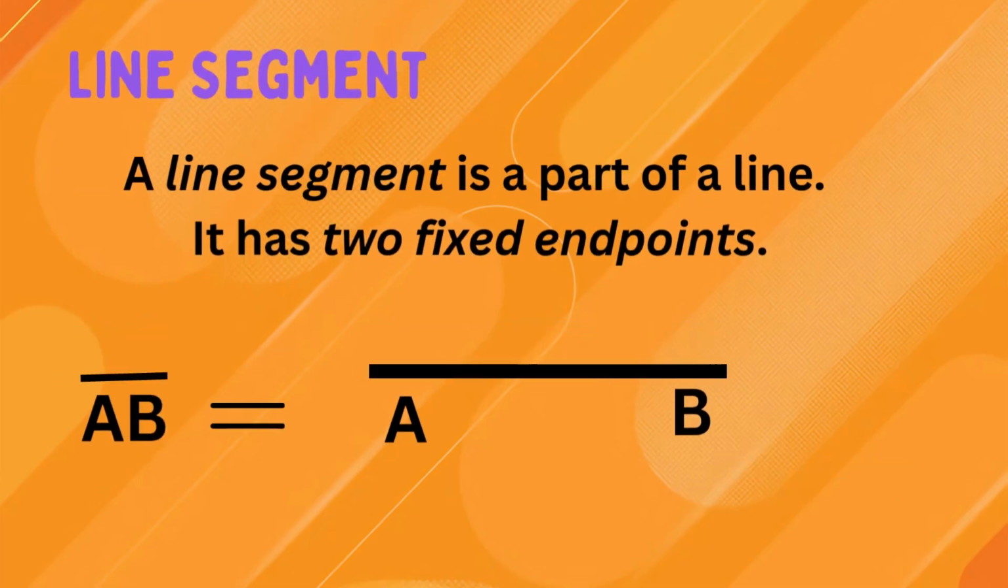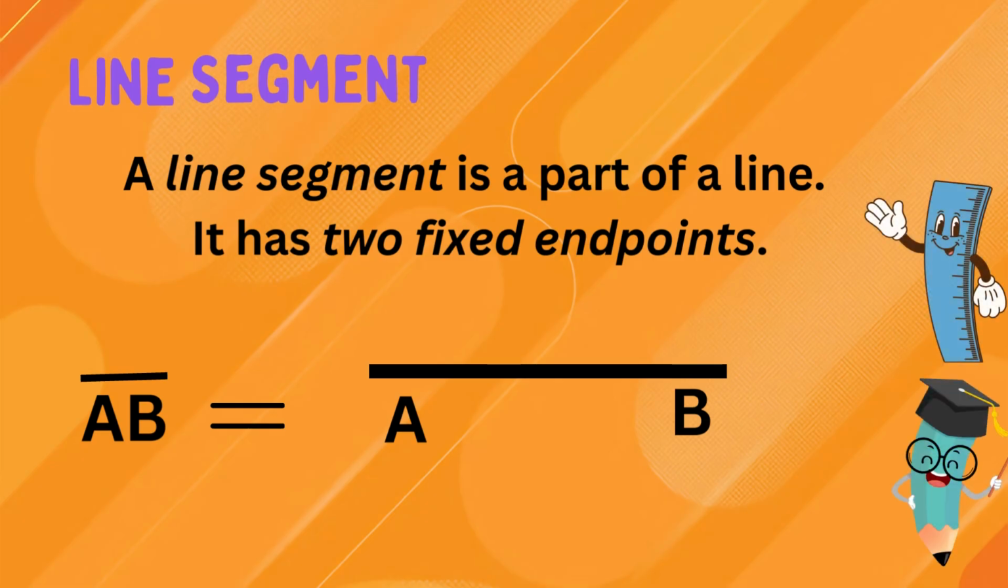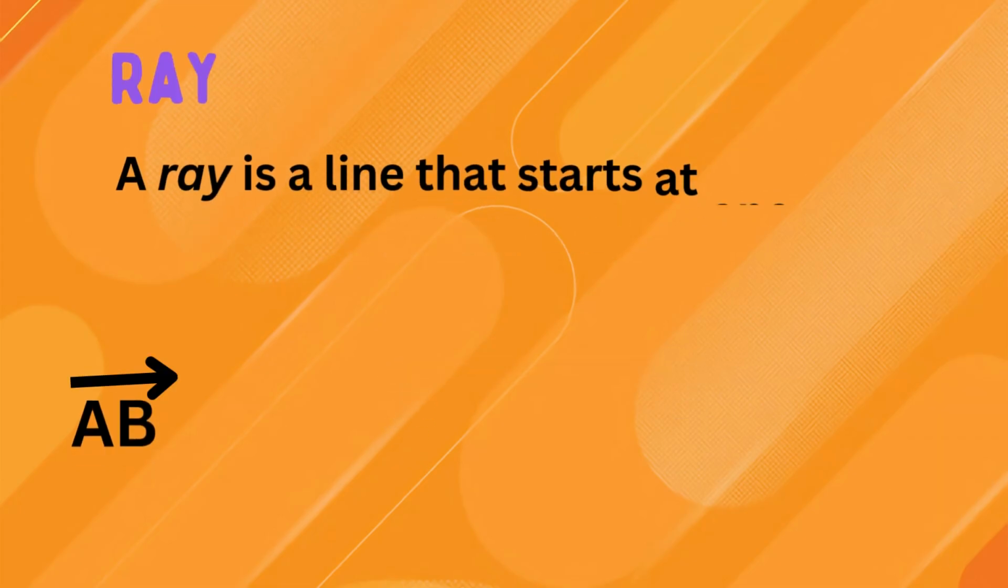Line segment. A line segment is a part of a line. It has two fixed endpoints. That means it does not go on forever. If we have points A and B, then the straight path from A to B is called line segment AB. It is written without arrows. This is the type of line we often use in real life, like the edge of a book, a ruler, or a pencil.